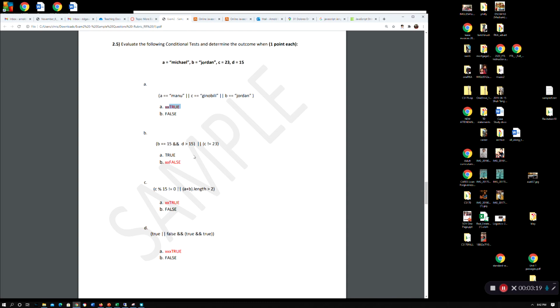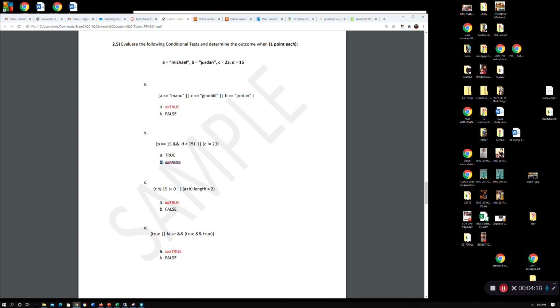Now let's go to this one. Looking at this in order, you have B equals 15. Is B equal to 15? No, it's not. And since you say and here, you don't even have to check whether D is greater than 15. When you say and, both things have to be true. This side and this side both have to be true to evaluate to true. With this being false, the whole thing has to be false. So you don't even have to look at this one. Now let's look at this side. C is not equal to 23? Well, C is actually equal to 23, so this is false. Both sides of this or evaluate to false, so this has to be false.